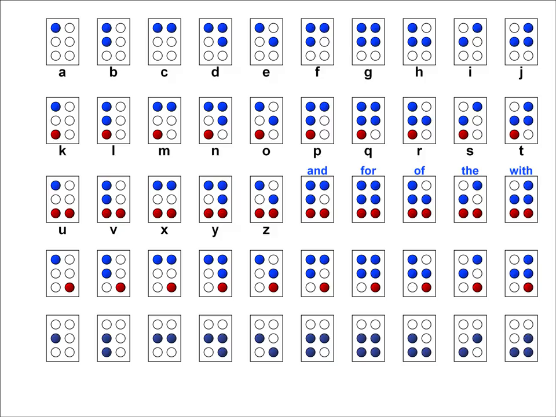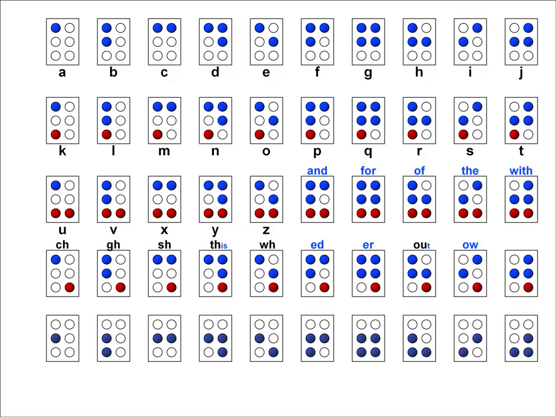The row with dot 6 raised represents two-letter contractions, such as CH, GH, SH, etc. Contractions, by the way, are just a way of shortening words so that you don't have to use as many Braille cells to write them. In other words, instead of expanding the word, we want to contract it to save space.